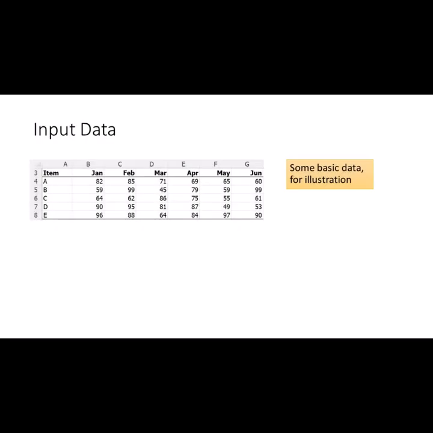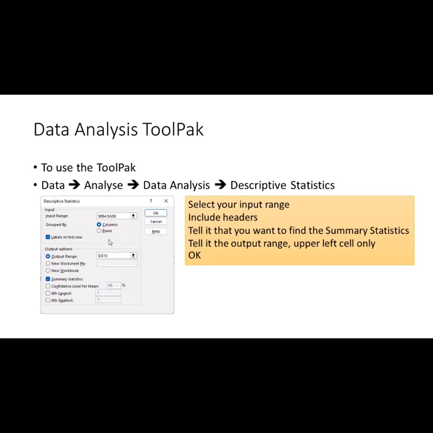Here's some input data, basic data, just for illustration, by month, by item. Let's find the descriptive statistics for these, by column and by row. So to use the ToolPak: Data, Analyze, Data Analysis, Descriptive Statistics, and then you complete the dialog box you see there according to those principles.